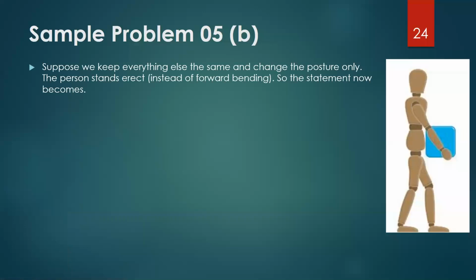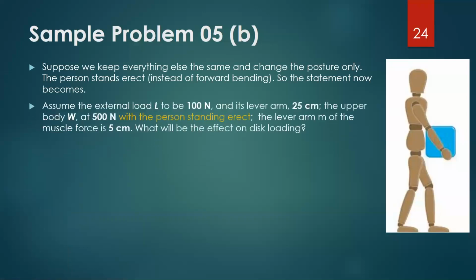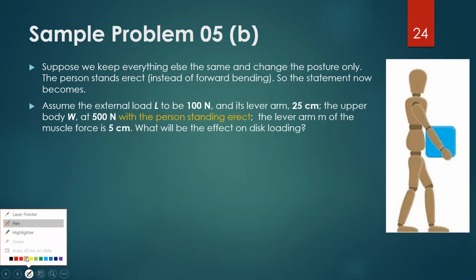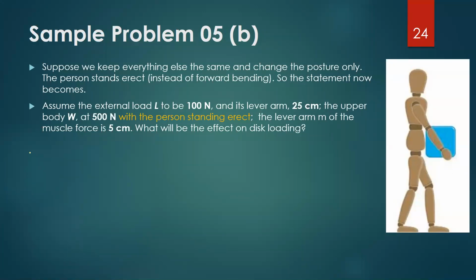The person stands erect instead of forward bending, so the statement now becomes: the external load is 100 newtons, its lever arm is 25 centimeters, the upper body weight is 500 newtons, with the person standing erect. The lever arm M of the muscle is again the same 5 centimeters. So what will be the effect on disc loading? So let's solve it first and then we will draw a conclusion. We will solve quickly because most of the things are the same.